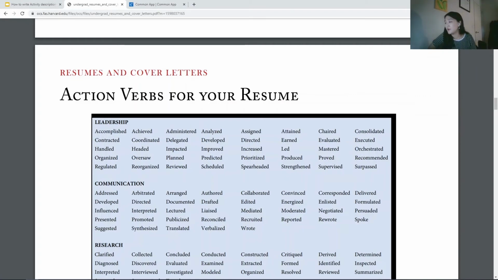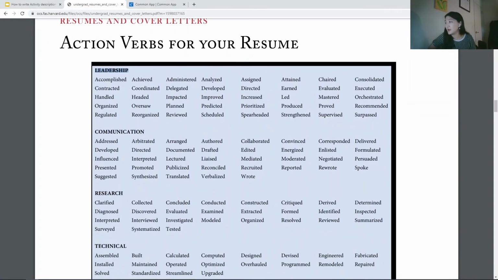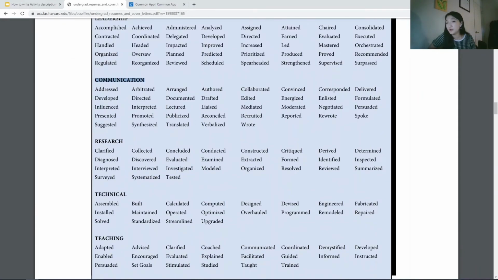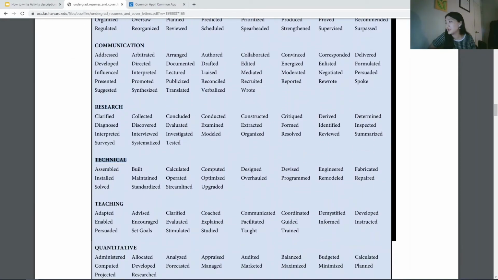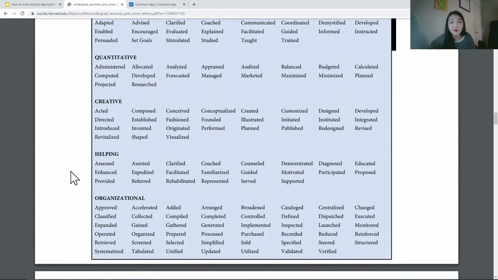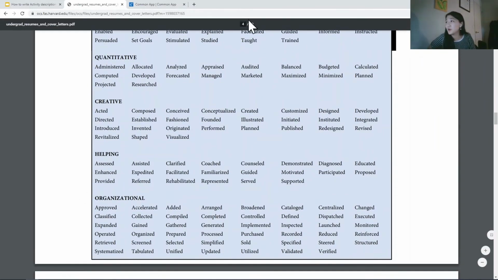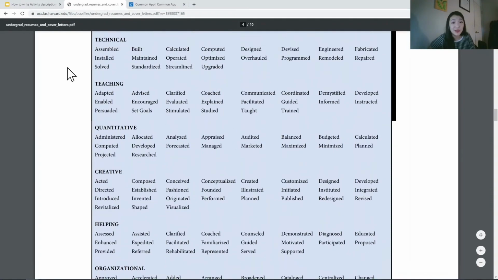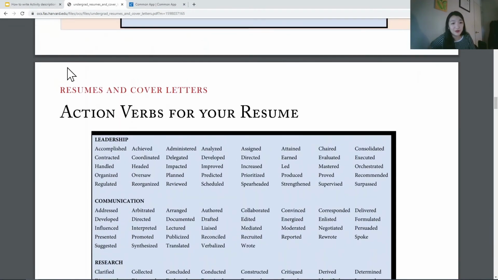So here is a bucket for leadership verbs, another bucket for communication, another one for research, another one for technical, teaching, quantitative, creative, helping, organizational, all of this. And this is on page 4 of this guide. So I will, again, link this PDF in the description below. And feel free to check it out and use this as you write your essay.